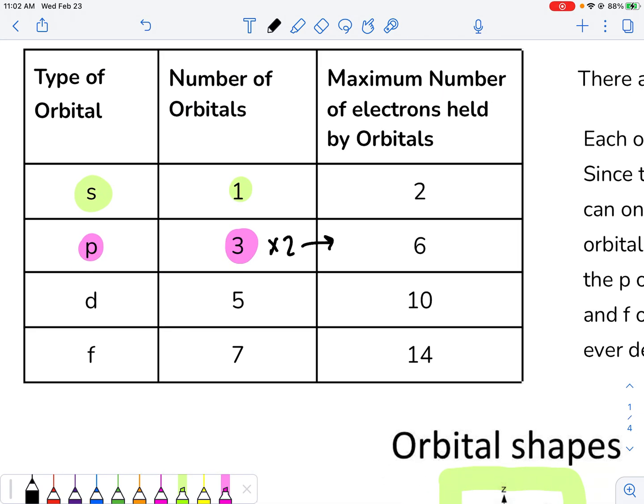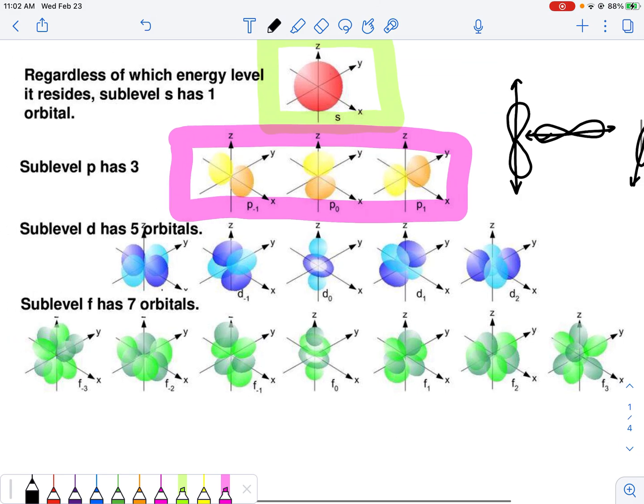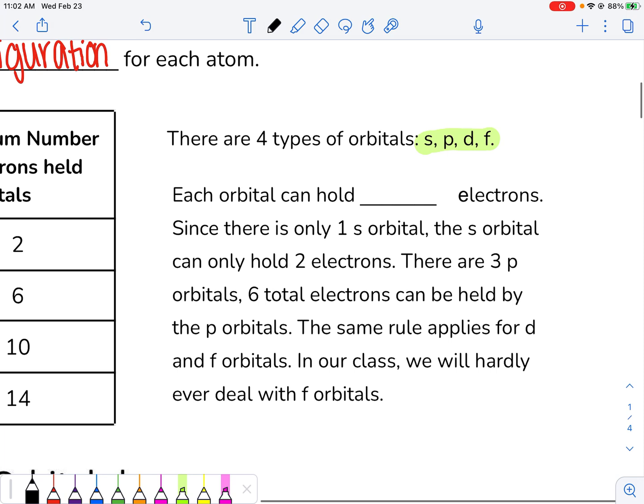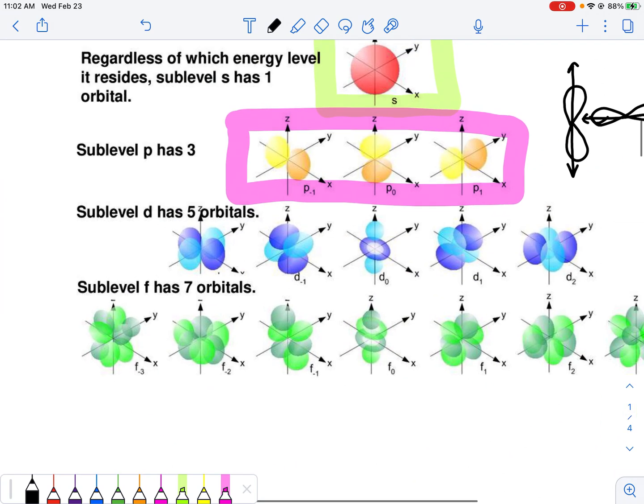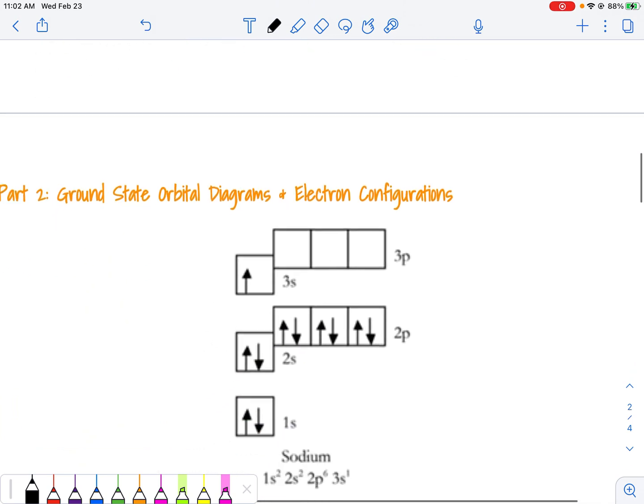A d orbital has 5 sublevels and can hold 10 electrons, and an f orbital has 7 sublevels and can hold 14 electrons. These are the shapes for those. As you keep going, they get gnarlier in terms of their shape. Every orbital can hold a maximum of 2 electrons. We are really not going to focus too much on f orbitals in our class. We will get to d, but we're not focusing on f. So you will never have to draw all of these crazy shapes down here. I just want you to know what they look like.